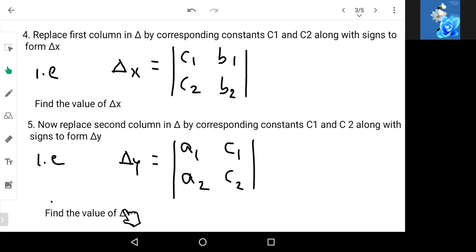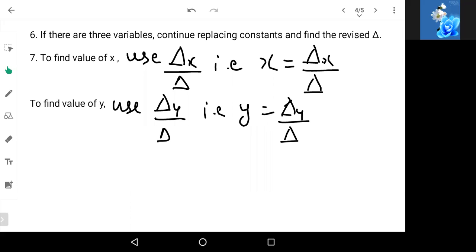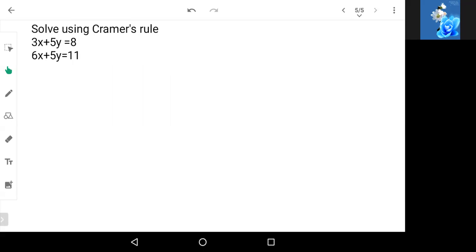Now once you find the value of delta y, the next step is to find x and y. It's very easy to find x and y, because delta x you know, delta y you know, delta you know. So we have the formula, x is equal to delta x by delta, y is equal to delta y by delta. This is for a 2 into 2 matrix. Suppose you have 3 variables, we will continue to replace the constant in the third column also. Fairly understood the concept, how to solve? Yes.